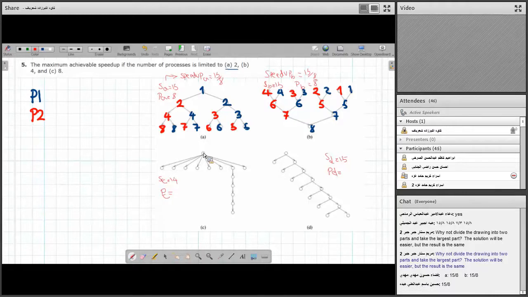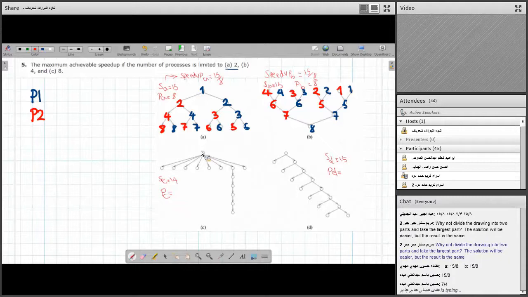Why not divide the drawing into two parts and take the largest part? I will check your answer in this homework to see what you say. Maybe we have several solutions.